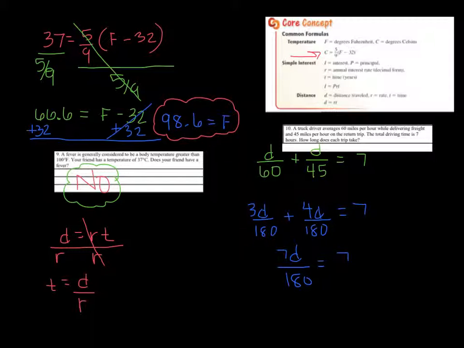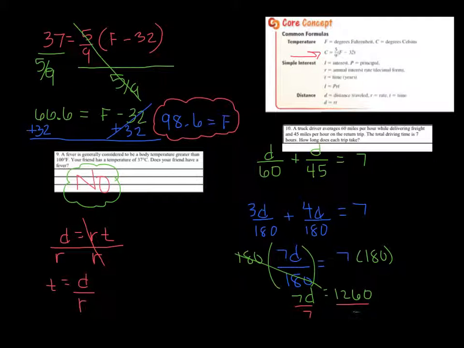Now to solve this for d, I'm going to multiply by 180 because that's the opposite of dividing, and whatever I do to one side, I'm going to do to the other. And that's going to give me that 7d is equal to 1,260. Then the opposite of multiplying by 7 is to divide by 7, so I'm going to divide both sides by 7. And when I do that, I find out that the distance traveled is actually 180 miles.